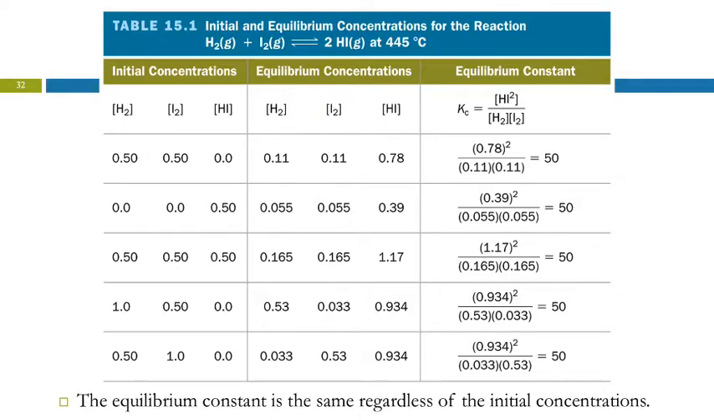So the equilibrium constant is the same regardless of the initial concentrations. The equilibrium concentrations are not always the same, but they have the same relationship to each other. And that relationship is described by the equilibrium constant expression. Any questions?